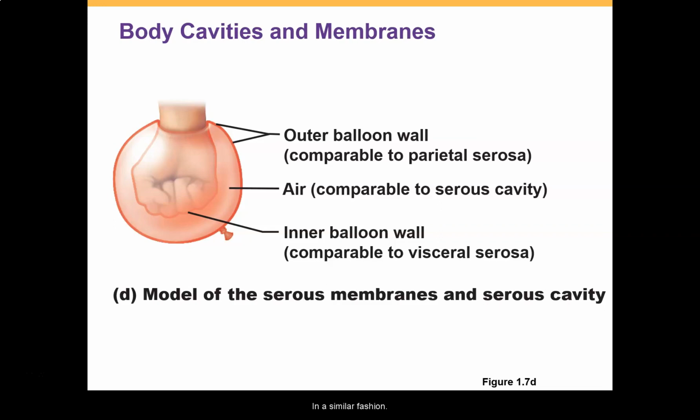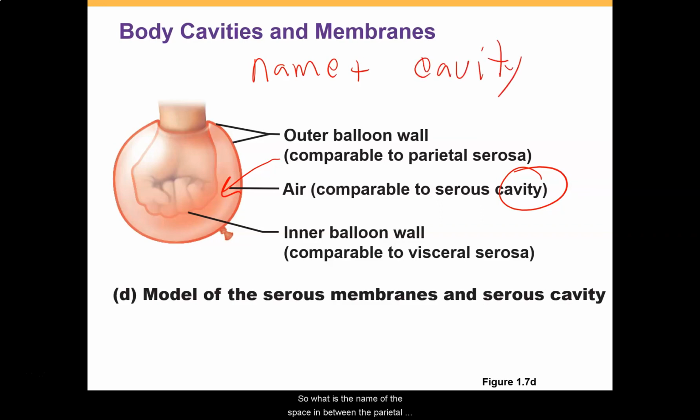In a similar fashion, the space full of air, which we have mentioned is actually full of a fluid, that space is called a cavity. When we name cavities, we say the name of the membrane first, followed by the word cavity. So what is the name of the space in between the parietal and visceral layer of the pleural serosa? That would be the pleural cavity. You get the idea.